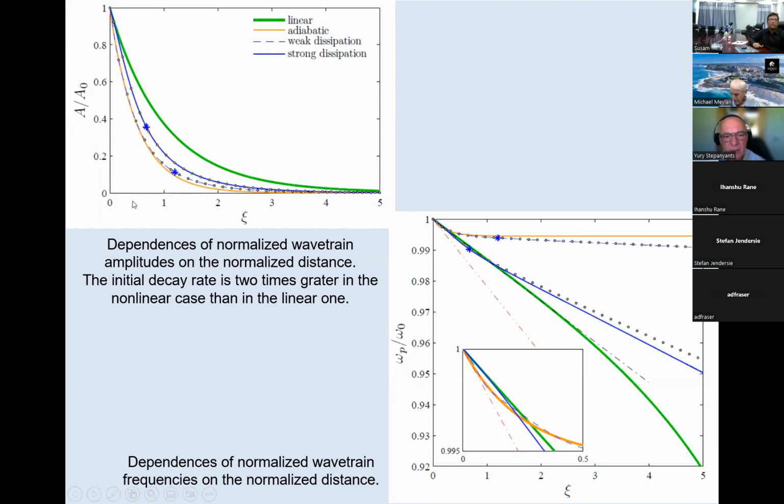All these results are also summarized on these two graphics. One of them corresponds to the amplitude dependence on distance, and another one corresponds to the frequency dependence on the distance. In this case, we can observe that there is indeed a frequency shift. The scale here is from 0.92 to 1. So in such a scale, the frequency shift is quite notable.